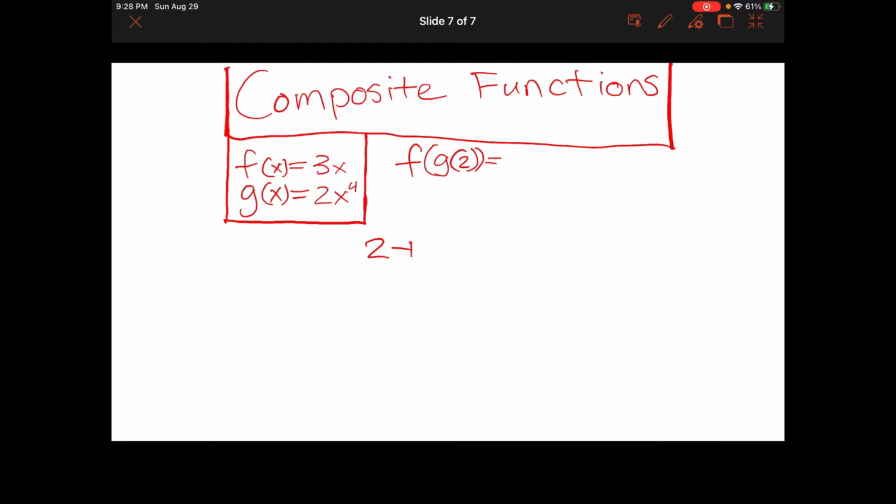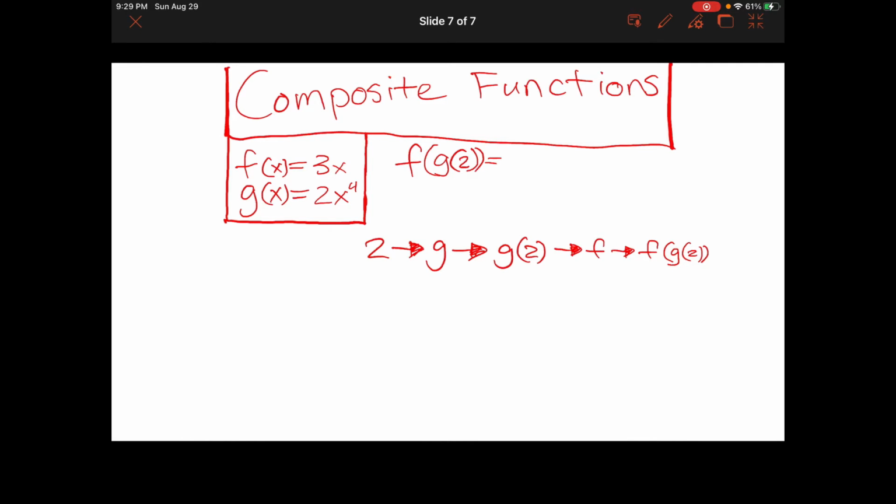So we're inputting 2 into g, which will give us g of 2. And this should look familiar if you watched my Introduction to Functions video. And then we're inputting g of 2 into f, which will give us f of g of 2. So we're nesting functions inside of each other.